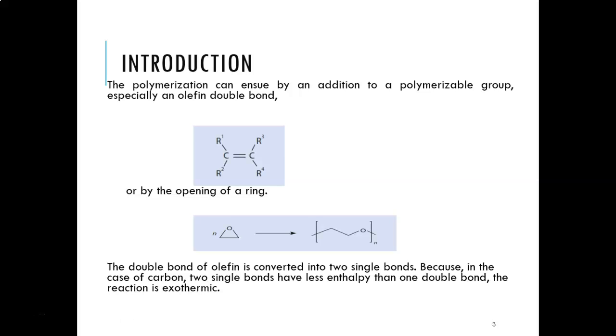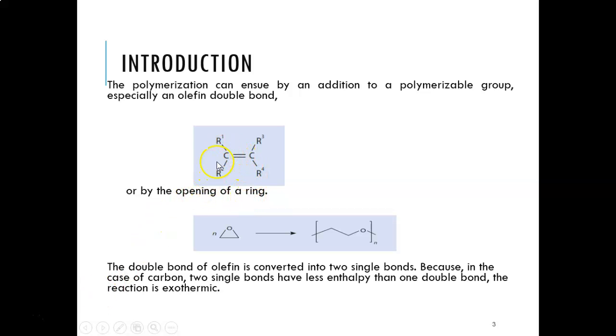So we have covered step growth polymerization. Now let's look at the introduction to chain growth polymerization. Okay, the principle of chain growth is the addition of the monomer to a growing chain, and the polymerization can ensue by an addition to a polymerizable group, especially an olefin double bond, or by the opening of a ring.